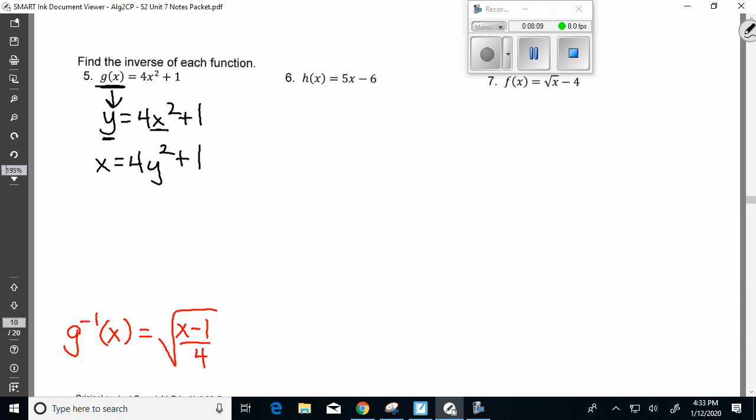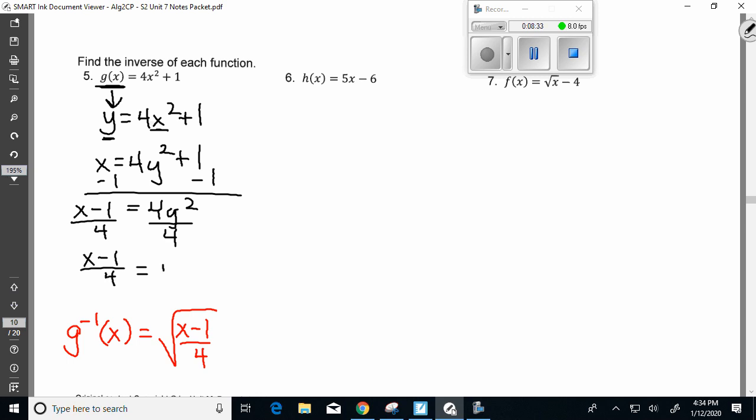So you have a positive 1 that has to go, a 4 that has to go, and a squared that has to go. So we're going to eliminate all 3. Subtract 1 on both sides. x minus 1 equals 4y squared. Then divide both sides by 4. x minus 1 divided by 4 equals y squared. Finally, to get rid of y squared, you have to take the square root of both sides.